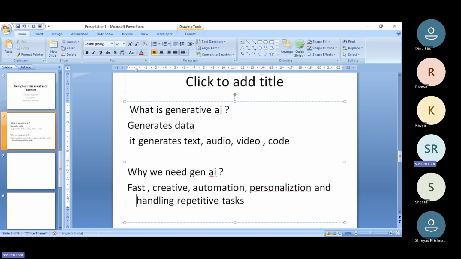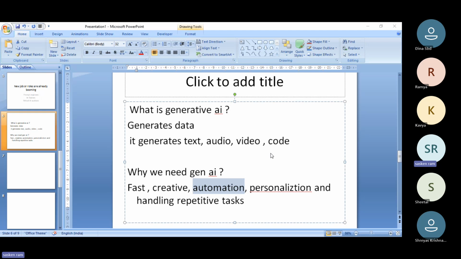So you can use an LLM: you pass the data to the LLM, ask it to generate so-and-so questions, store it in an Excel file, and then send it to your manager using email or something like that. You can set that up. It is fast and creative, and using it you can do automation. So for that reason, we need Gen AI.